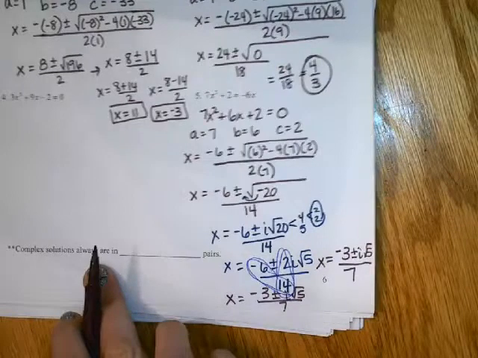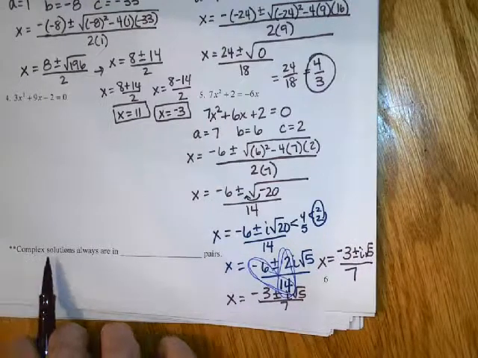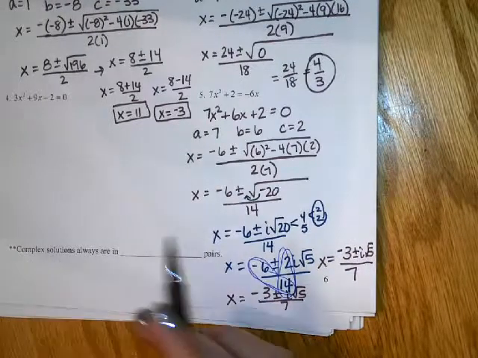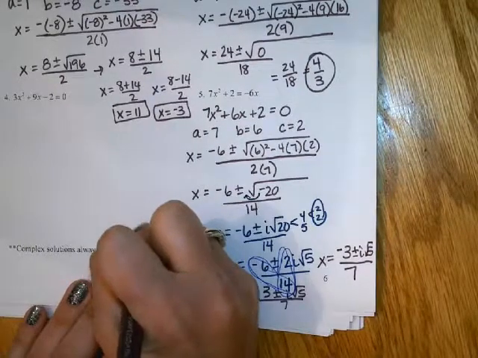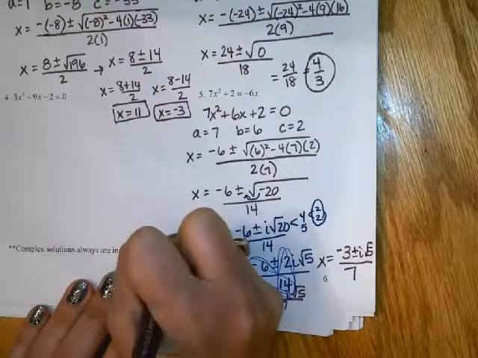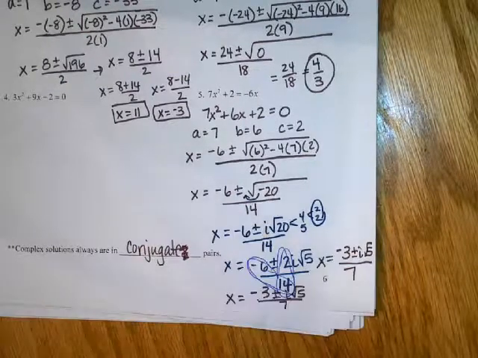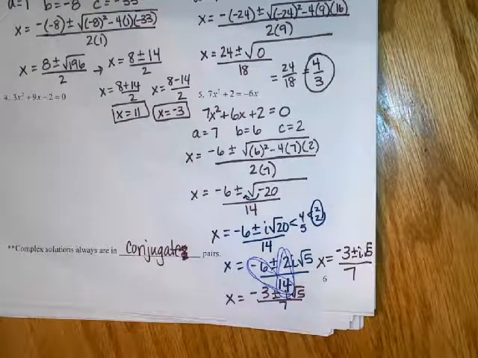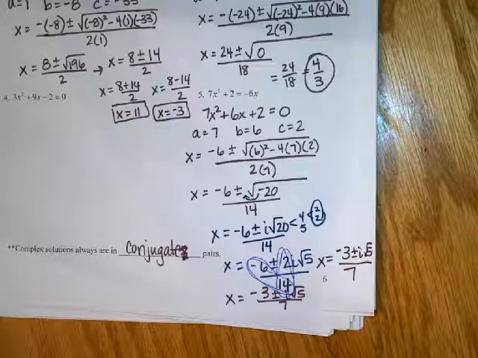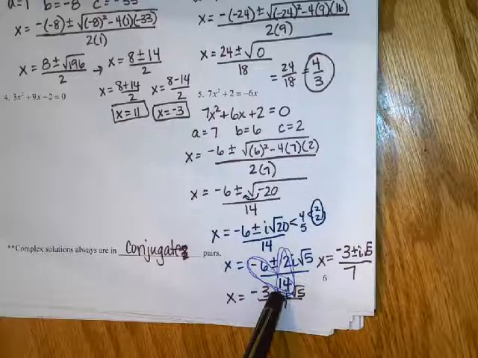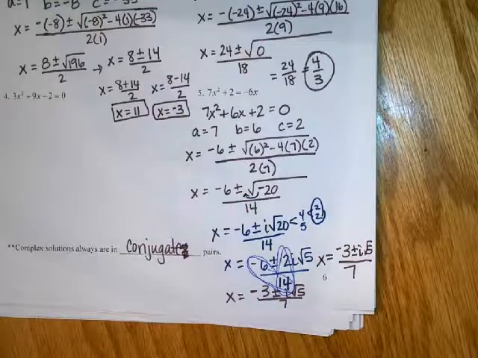And remember, anytime it has an i, it's a complex solution. So complex solutions always come in conjugate pairs. There's that word we've heard before. Conjugate pairs just means it's got the same exact stuff, but the sign in the middle is flipped. So anytime you have an i, you're going to have two of them, and they're going to be conjugates.